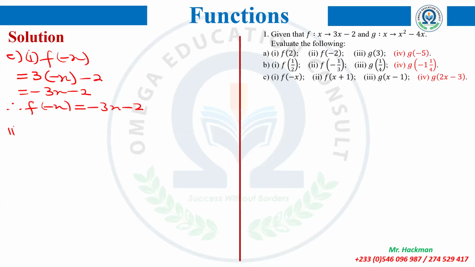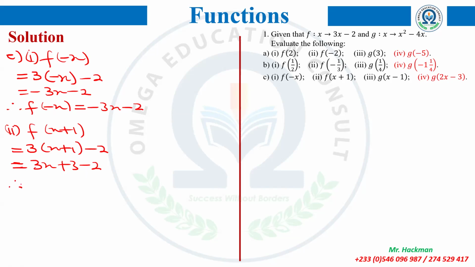So I. What are we finding? F of what? X plus 1. So this will be equal to wherever you see X in F of X, it is now X plus 1. So it should be 3 times X. Your new X is X plus 1. You put it back, then minus 2. I hope you are following. Yes, please. So now what do we do? You know how to simplify this. Remember algebraic expression. So 3X, then plus 3, then minus 2, which will give us 3X plus 1. So that will be my final step.